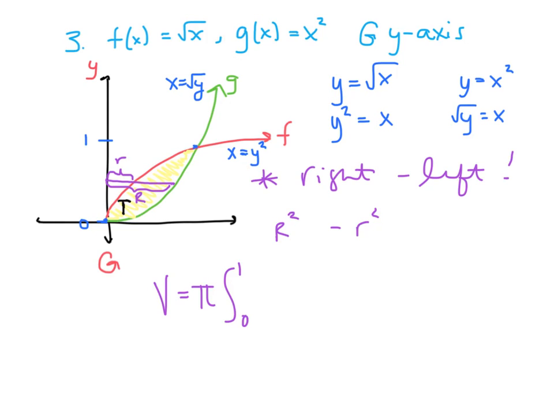So in this case, the right curve would be my green curve, my g curve, which I renamed as the square root of y. So I'm going to go ahead and say it'd be the square root of y minus 0, because of course the y-axis has an equation x equals 0, and then that's squared, minus lowercase r is the red curve, the f curve, which of course I've renamed as x equals y squared. So y squared minus 0 quantity squared dy.